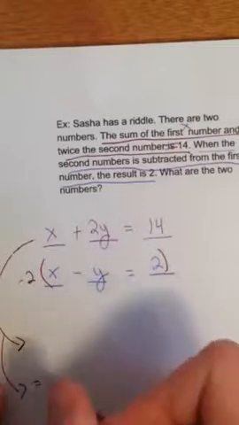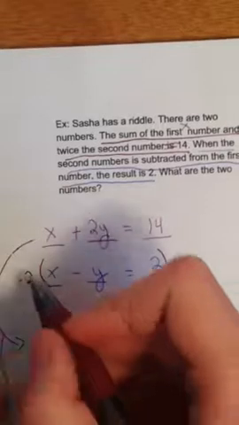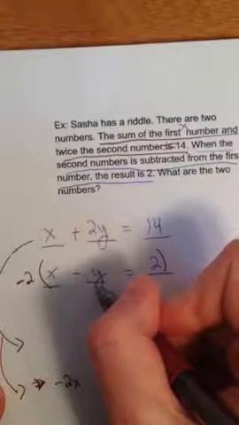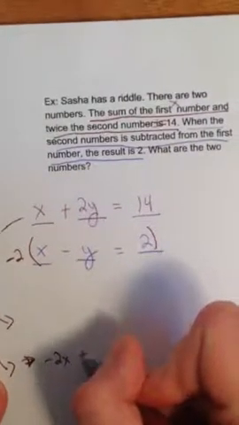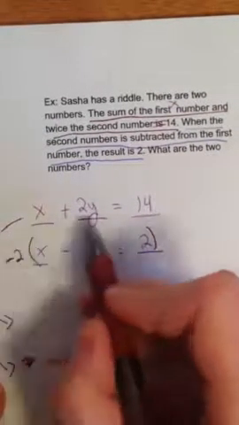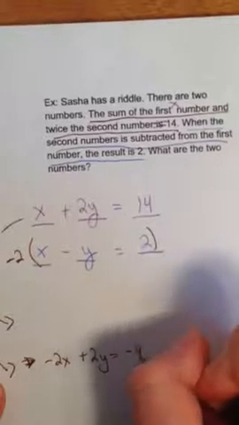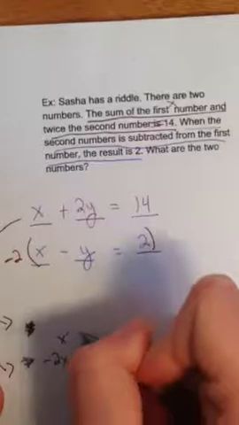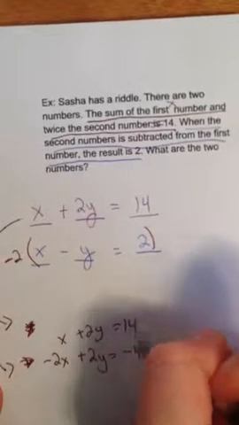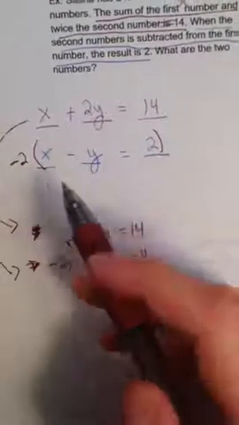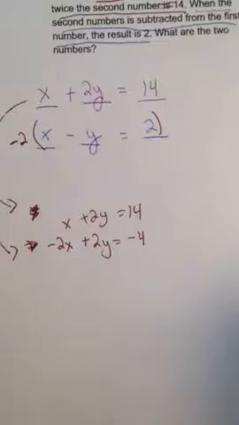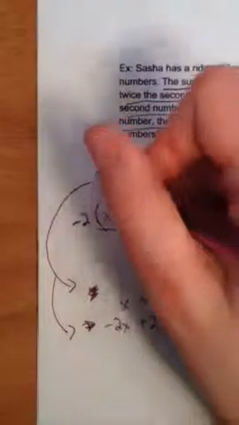Negative 2 times x gives me negative 2x. Negative 2 times negative y gives me a positive 2y. Equals negative 2 times 2, which is negative 4. And then I'm going to bring down that top equation. Let me write it better off to the side here. And then I'll zoom in. All I did was distribute the negative 2 in and pull my first equation down here. It doesn't matter which one goes on top and which goes on bottom. Oh, I'm sorry, I just totally screwed that up.